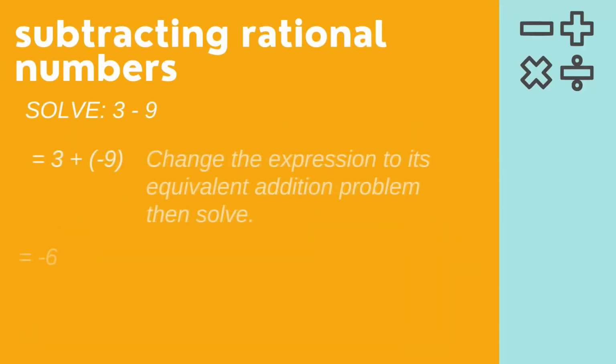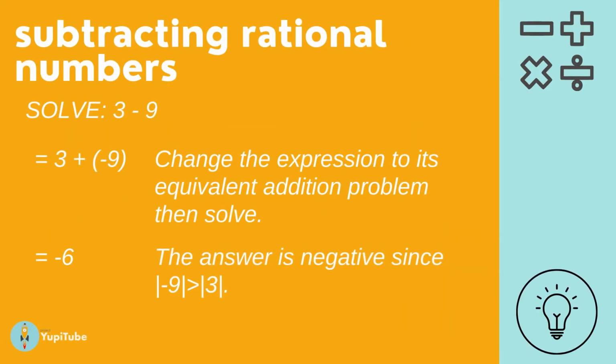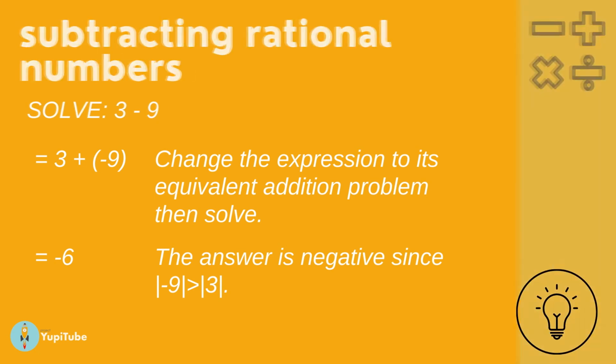Example 1. 3 minus 9. First, let's change the expression to its equivalent addition problem. 3 minus 9 is equal to 3 plus negative 9. The answer is negative 6, since the absolute value of negative 9 is greater than the absolute value of 3. Last example.